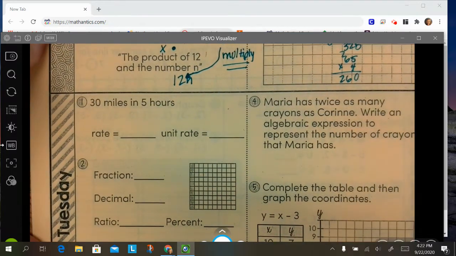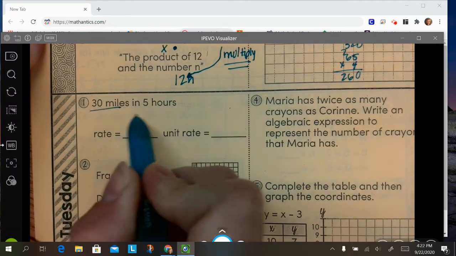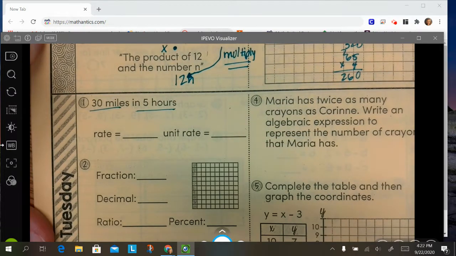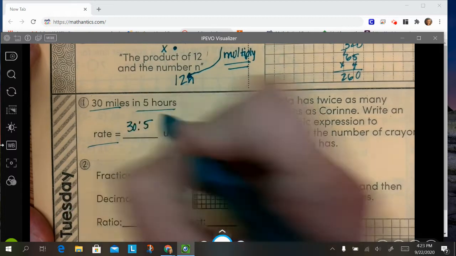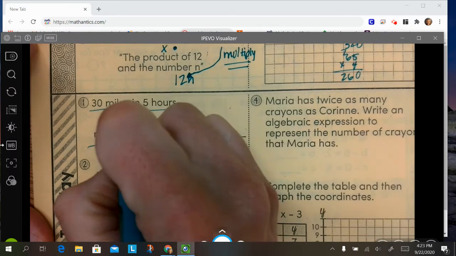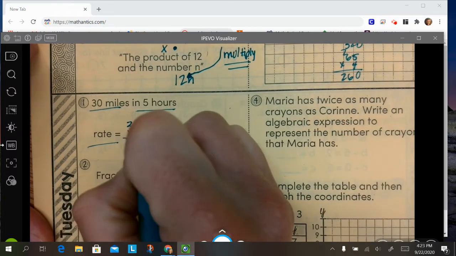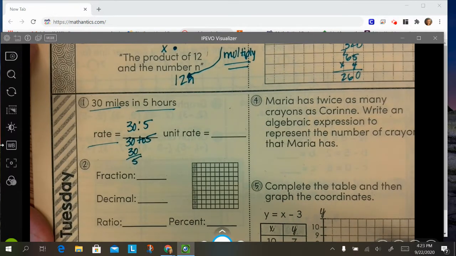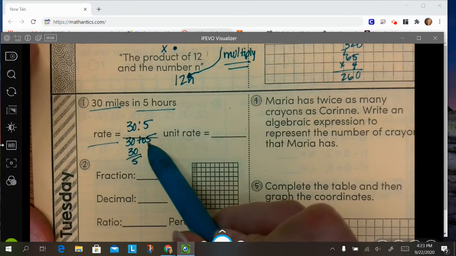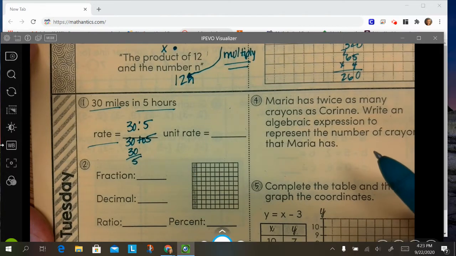Take a look at the first one. It says you have 30 miles in 5 hours. This is the problem, and they want to know the rate. Now, the rate is just how it is. It is what it is. It's exactly what they tell us. It's 30 to 5. You can write it any way you want: with a colon, the word to, or a division bar.